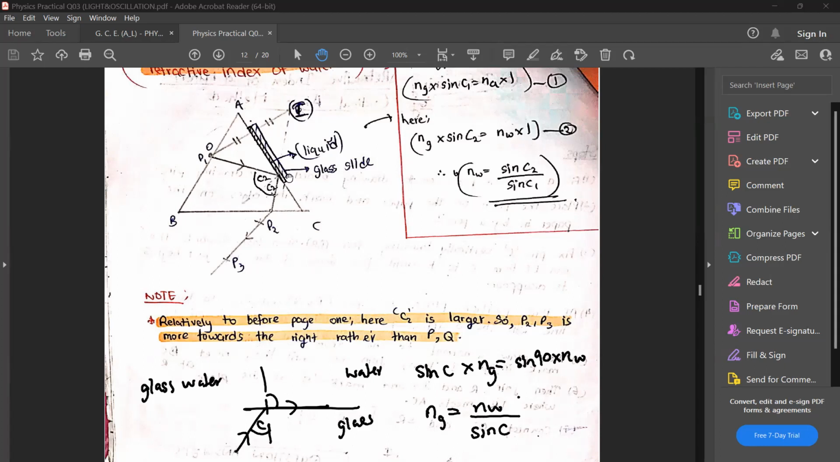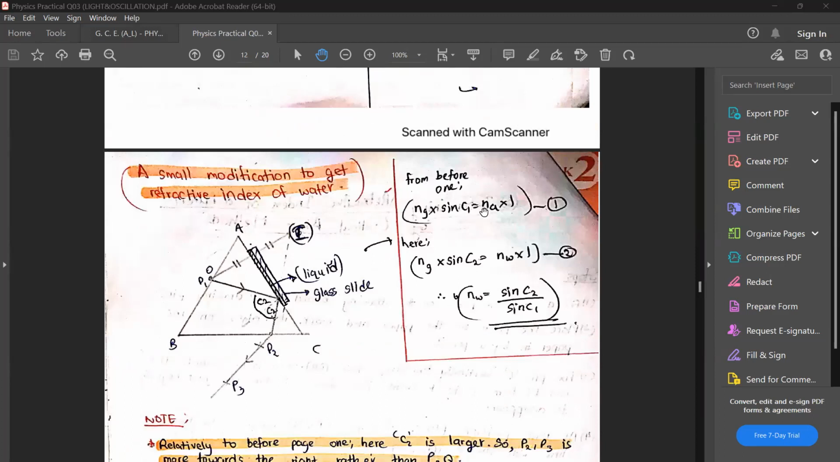Here in this question, it might be another thing. From the earlier one, we have n g into sine C1 is equal to this. I explained this as well. So here I got something like n w is equal to sine C2 into n g. It depends on the question. In this question, they have asked to find the refractive index of water in terms of n g. So n g I found in the earlier practical: n g is equal to 1 over sine C1. So I can replace that and get this. This is no big issue. If you do the past papers, you will meet this question, and according to the question, you can complete that.